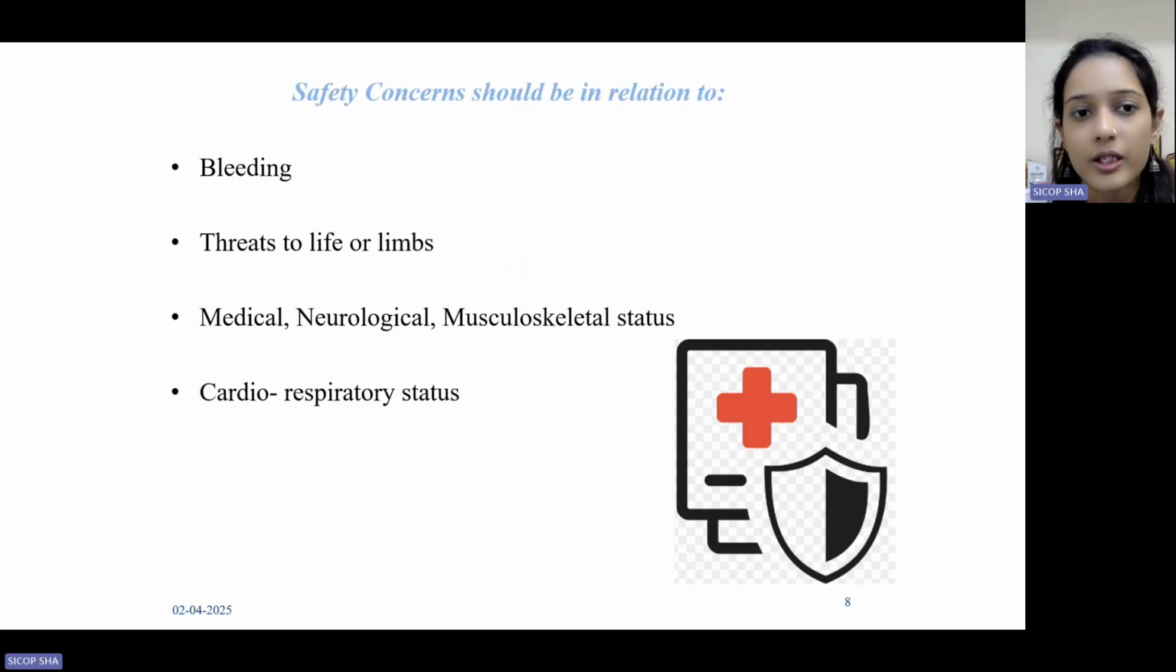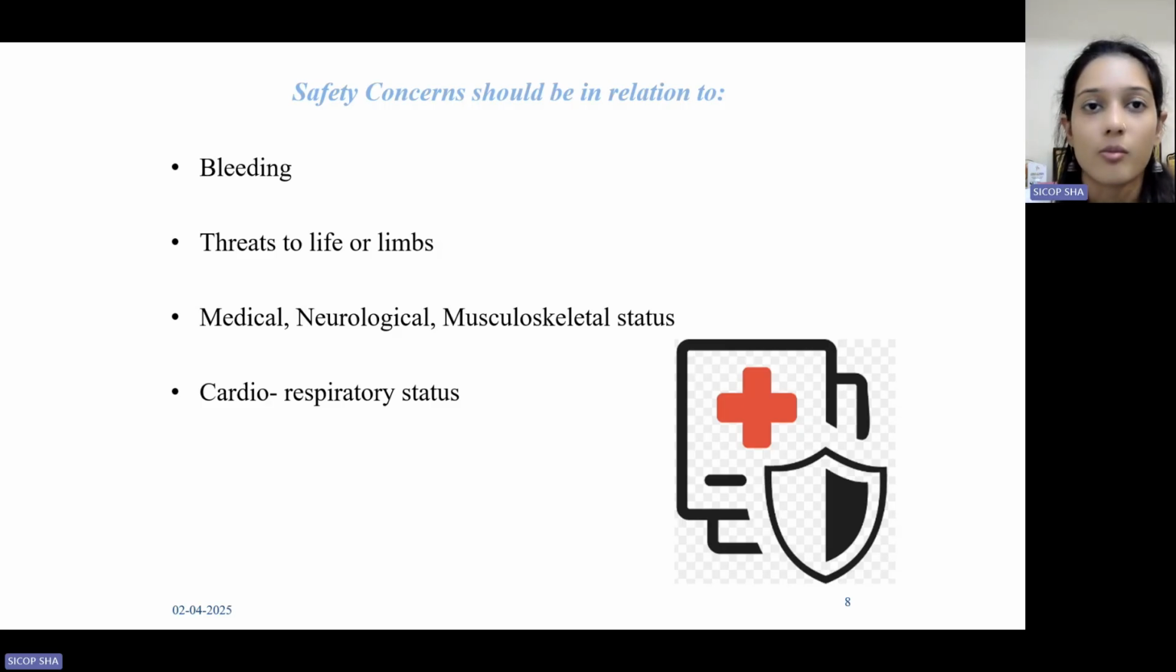Safety concerns should be assessed in relation to bleeding, threat to limbs or life, medical, neurological or musculoskeletal status, and cardiorespiratory status. So, let's talk about bleeding. Severe bleeding from injuries such as lacerations, abrasions, or trauma from a fall can lead to hypovolemic shock if untreated.